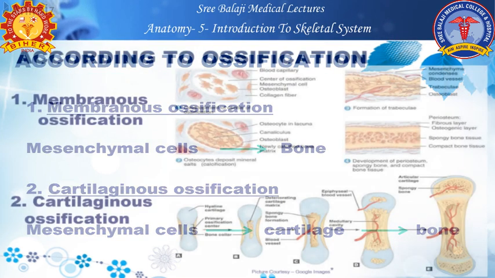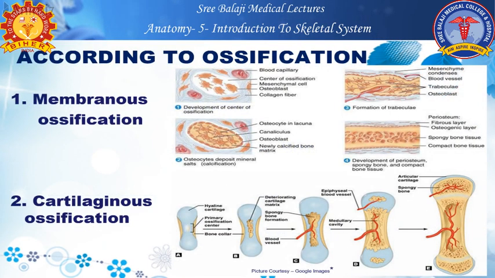Examples of membranous bones, which ossify by membranous ossification, are the flat bones in the body, which include the skull, the scapula, ribs, and the sternum. Examples of bones which develop by cartilaginous ossification are all the long bones in the body, for example, femur, tibia, fibula, humerus, etc.